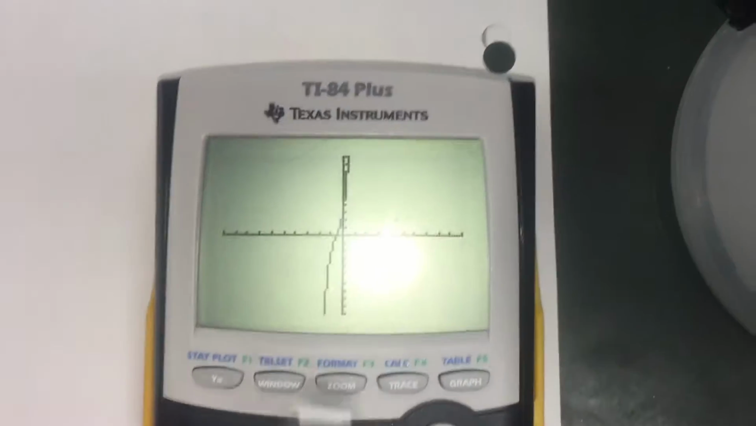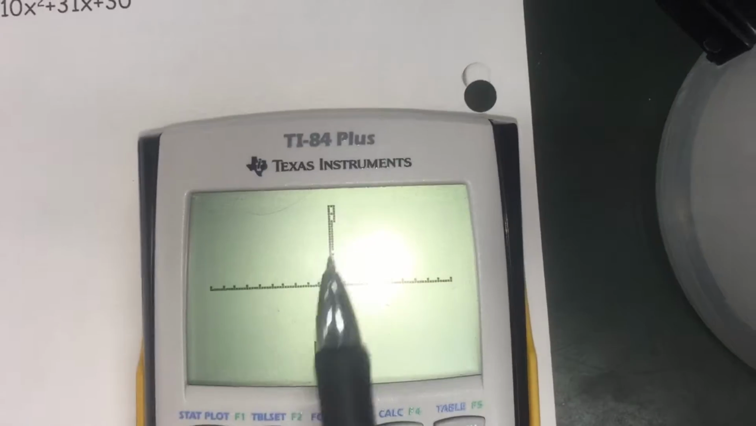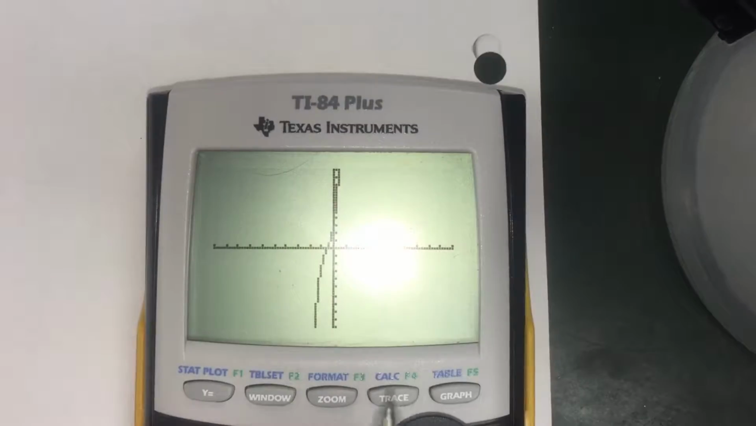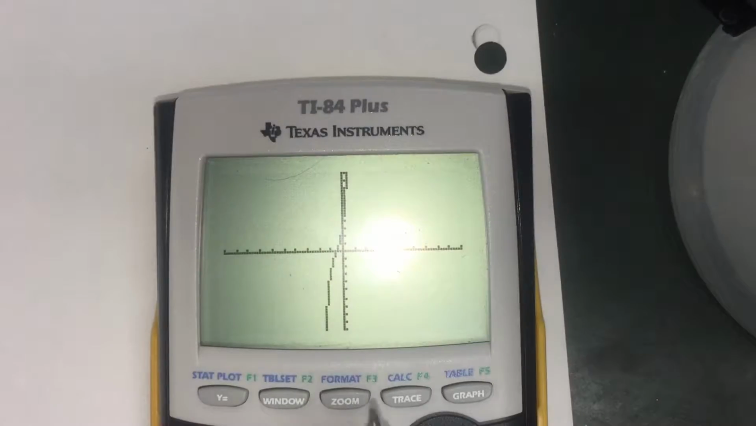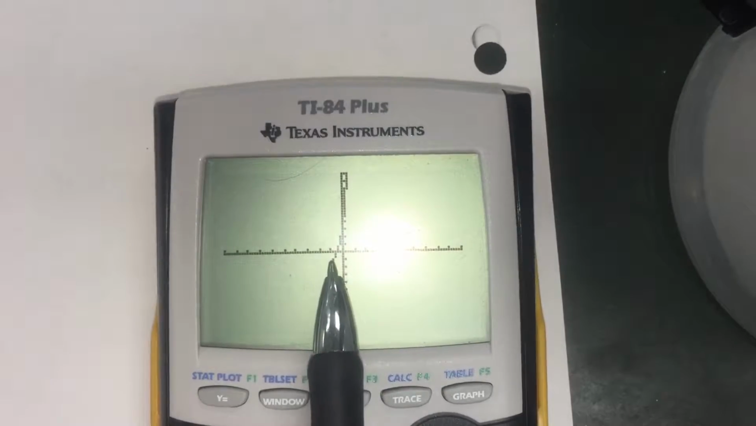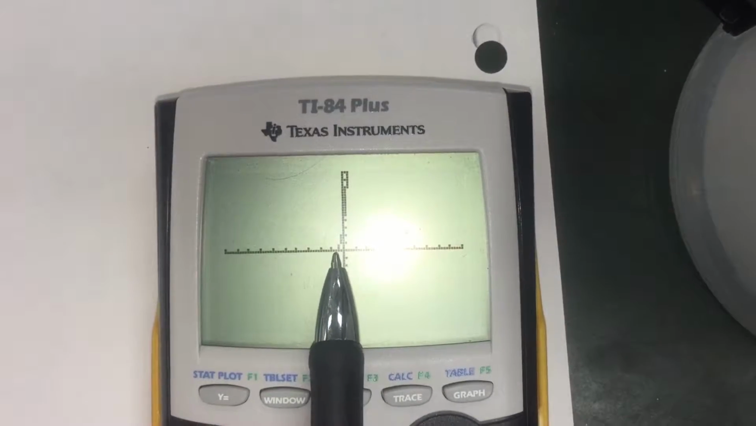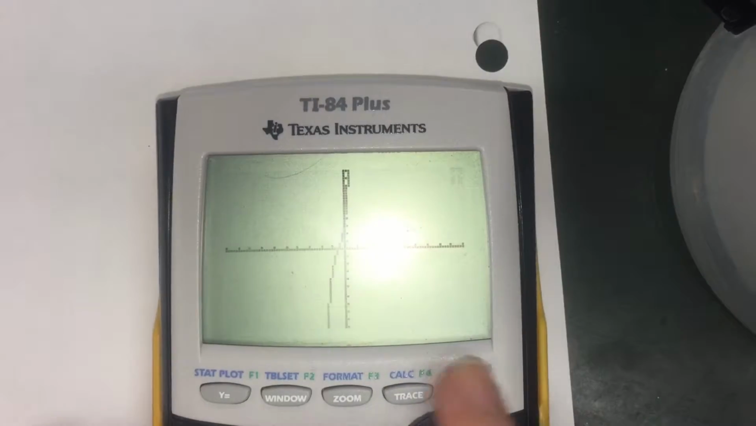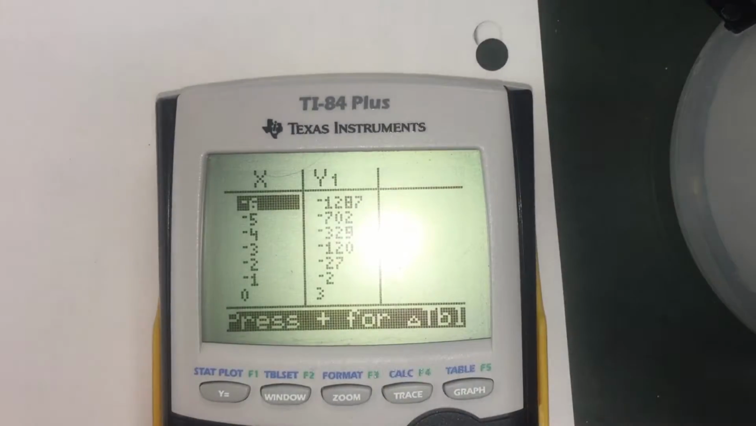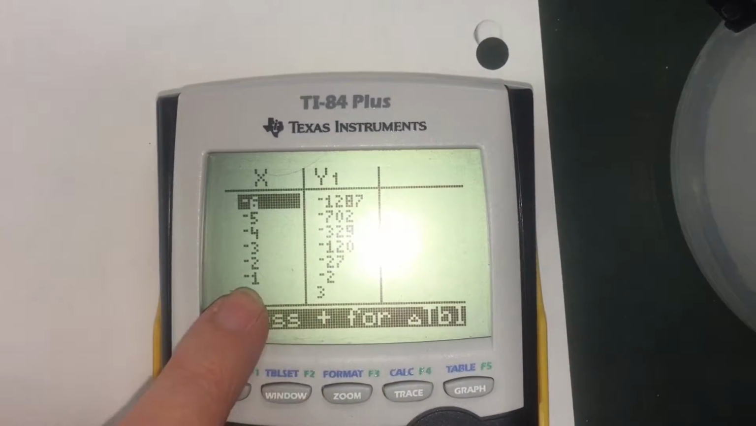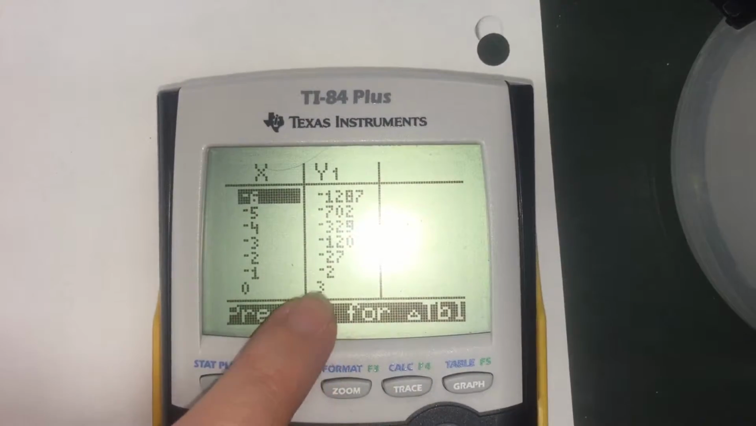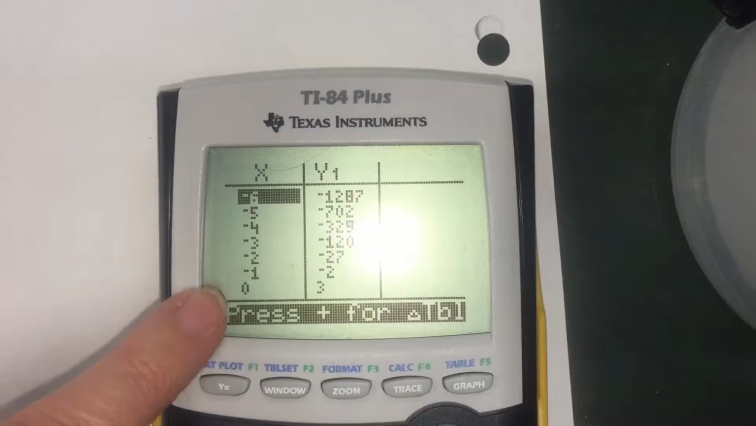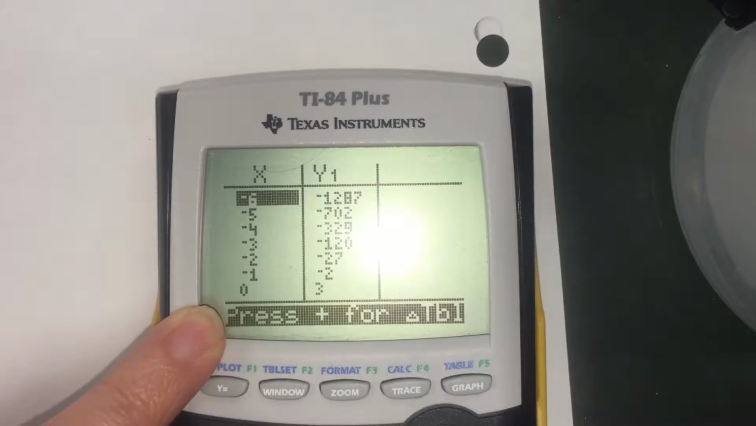All right, so now we've gone ahead and graphed, and this is still Algebra 2, lesson 6-8. Looking at our graph, we can see that we're crossing over somewhere between 0 and 1. So let's go to our table, and we see that at -1 we have a -2, and at 0 we have a 3. So there has to be a 0 somewhere between that -1 and the 0.